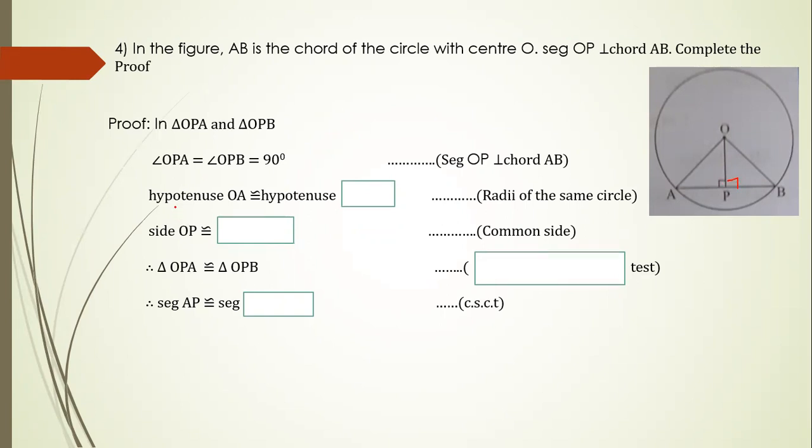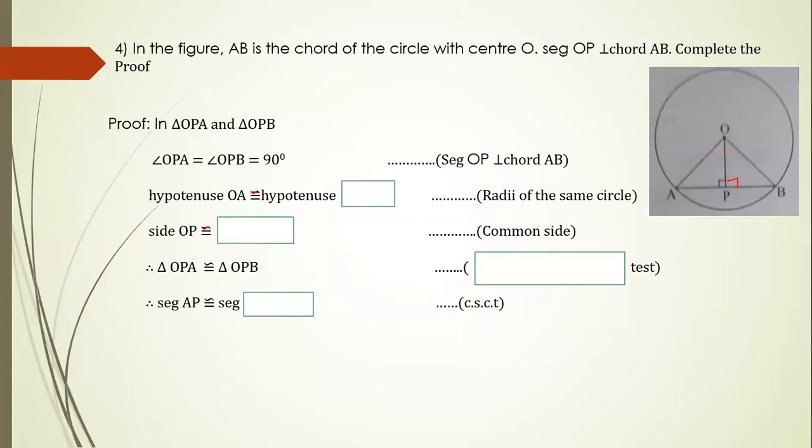Okay. Next is hypotenuse OA is equal to. Here equal to sign will come. Okay. Hypotenuse OA is equal to hypotenuse. You have to write the name. Radii of the same circle. Reason is given as radii of the same circle.